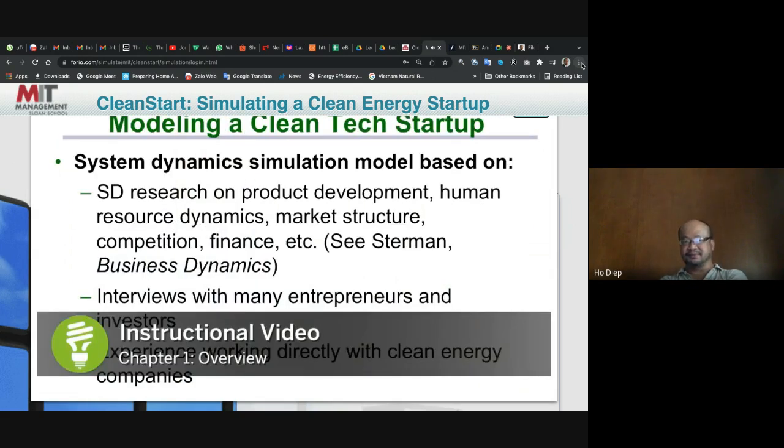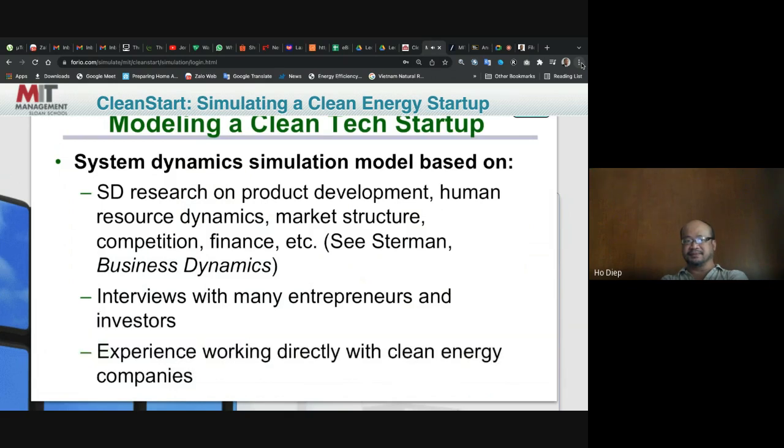In the Clean Start Flight Simulator, you're going to be interacting with a simulation model that we've developed. It's a system dynamics simulation model that's based on decades of research, modeling, product development, resources, motivation and behavior of workers, market structure, competition, financial structure, etc. Take a look at my textbook, Business Dynamics, if you want more insight into what's going on. To develop this specific model, our team interviewed a large number of entrepreneurs and investors in the clean tech sector, and we have experience working directly with entrepreneurs in that sector.